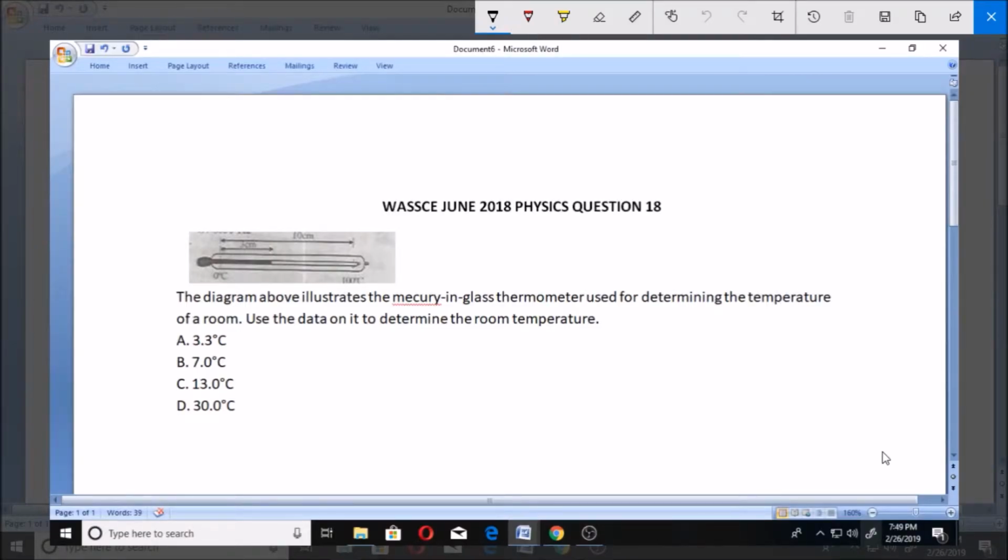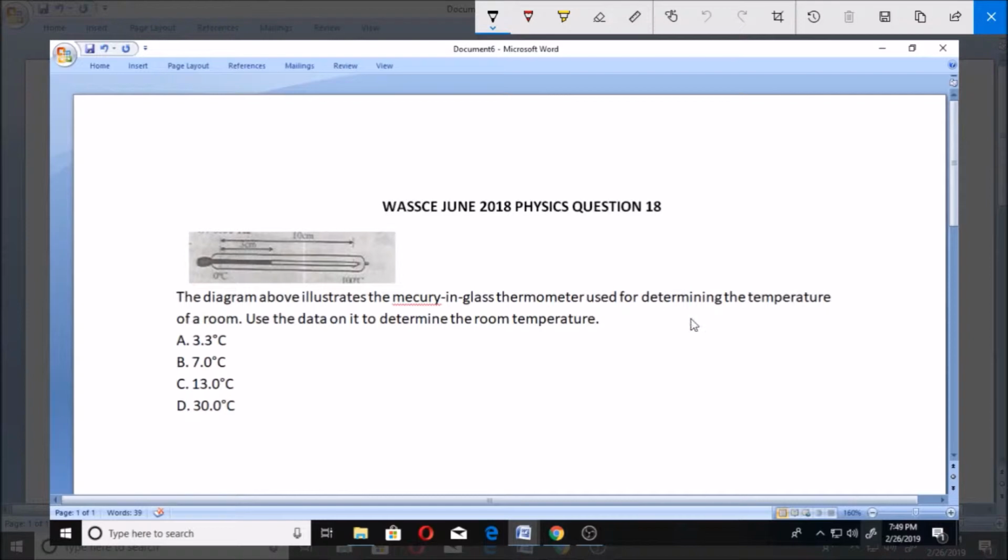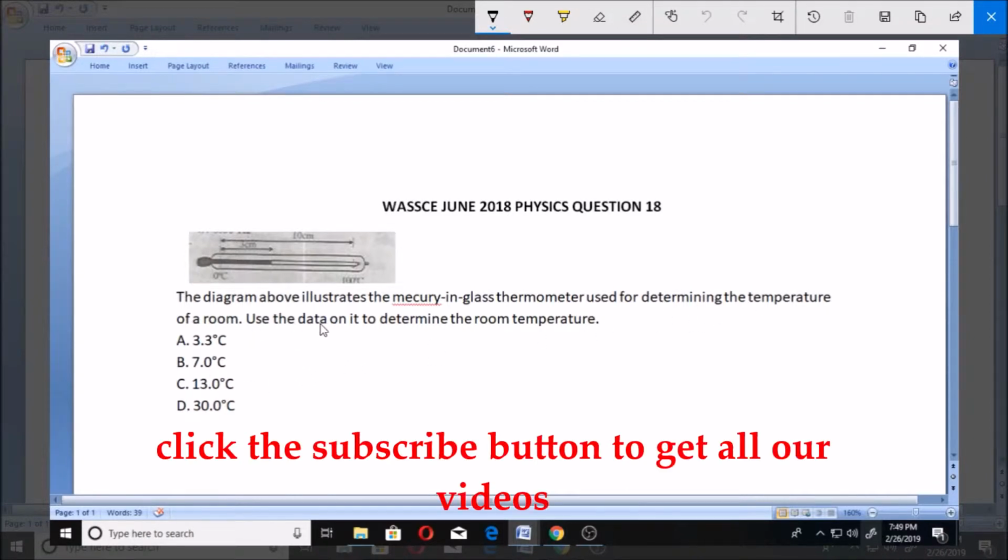Hello, welcome. Let's look at this question number 18 for WAEC Physics 2018. The diagram above illustrates the mercury in glass thermometer used for determining the temperature of a room. Use the data on it to determine the room temperature.